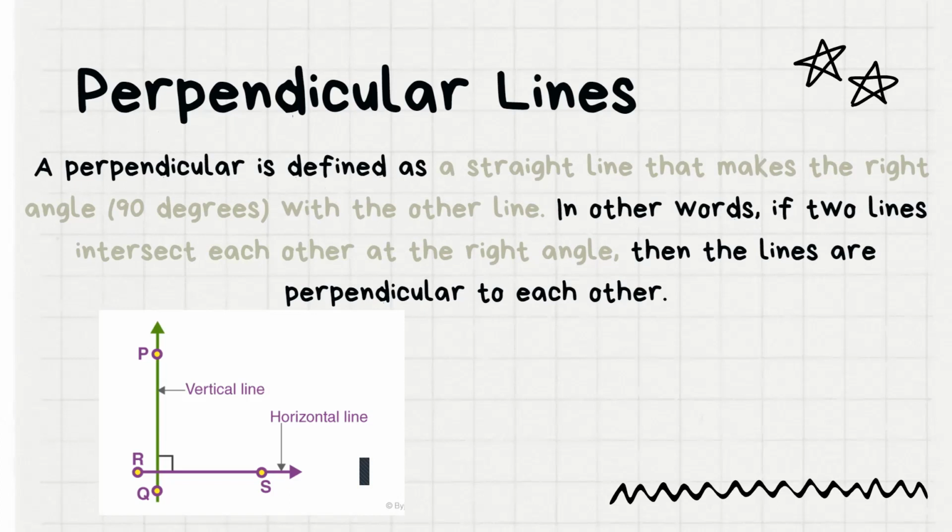So I'll now be talking more about the perpendicular lines. A perpendicular line is defined as a straight line that meets another line at a right angle, which is 90 degrees. In other words, if two lines intersect each other at a right angle, then the lines are perpendicular to each other, as the example has been shown below here.